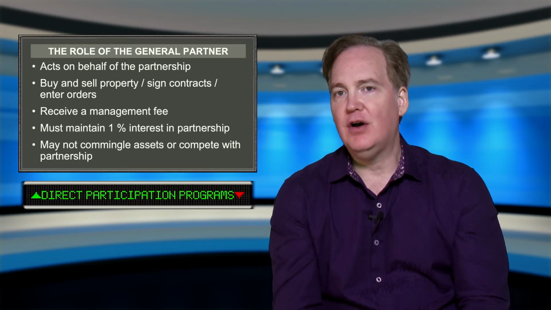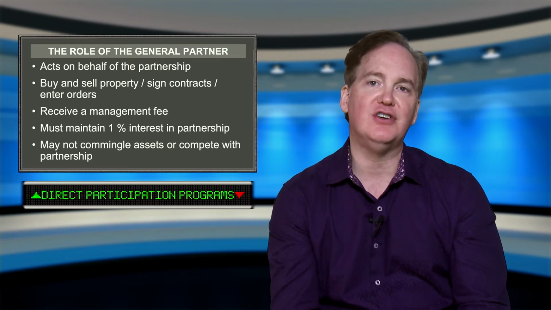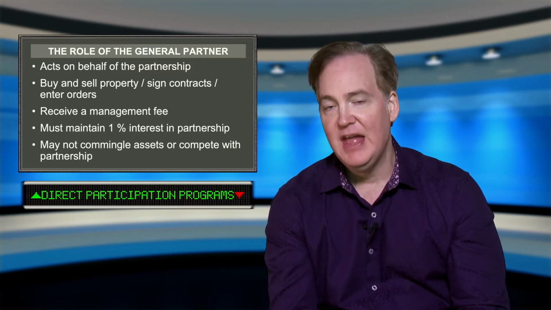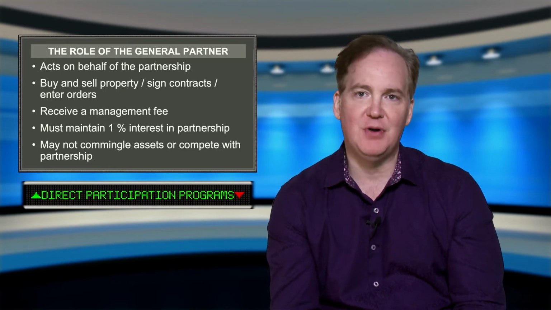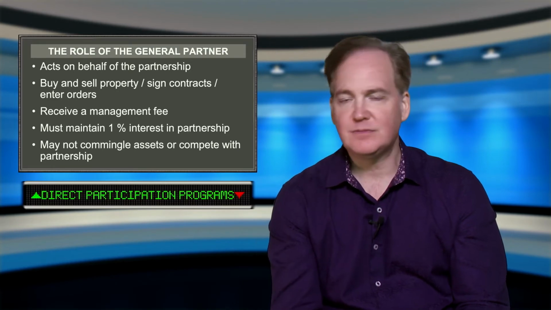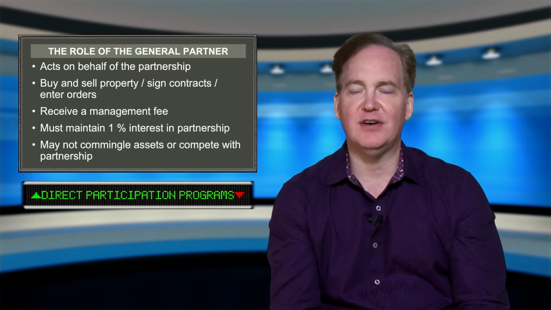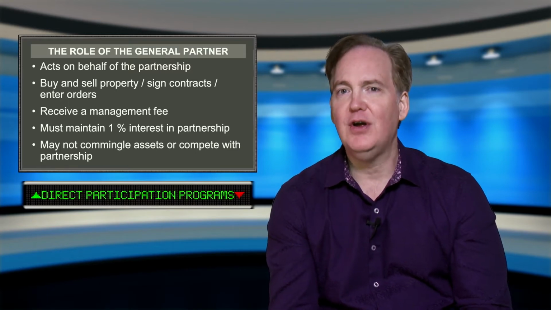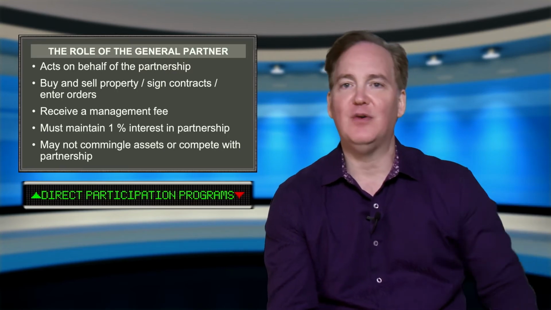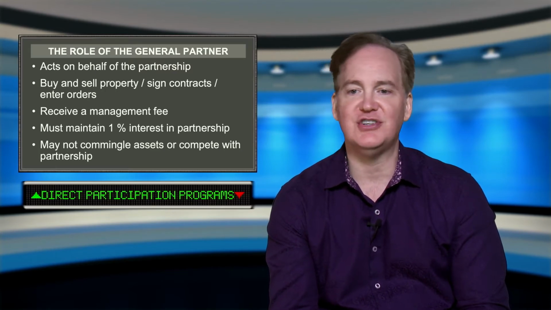Now, the general partner is precluded or prohibited from competing with the partnership or commingling their assets with those assets of the partnership. So let's say the general partner is in the oil and gas business and is managing an oil and gas direct participation program for the limited partners. Well, the general partner would not be allowed to set up its own drill rig right down the road from the partners. That would be competing with the partnership.